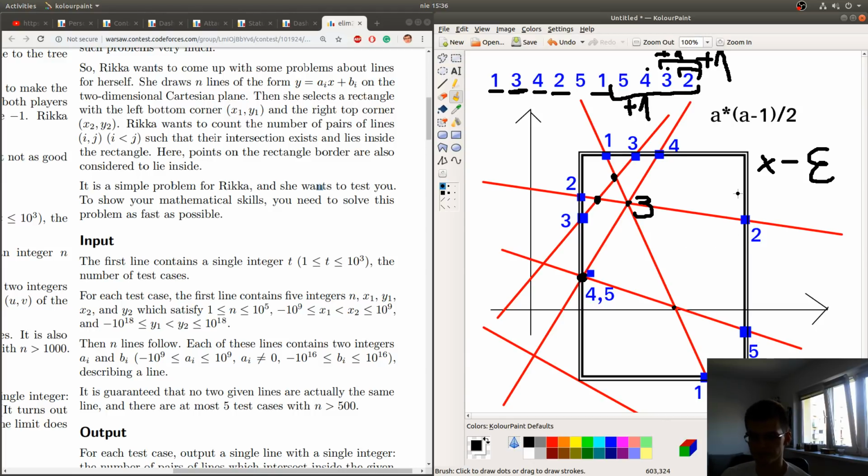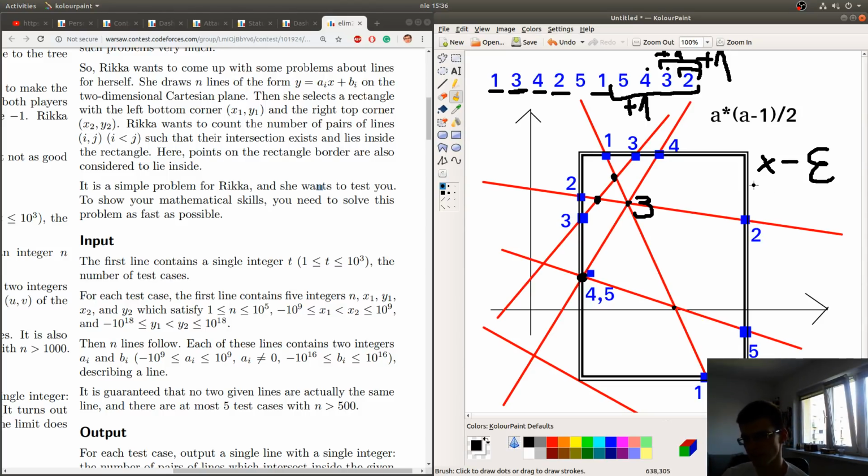Of course, in geometry problems it's better to use integers, because otherwise, with some precision issues, you could make some mistakes. For example, not say correctly whether something is inside or not.